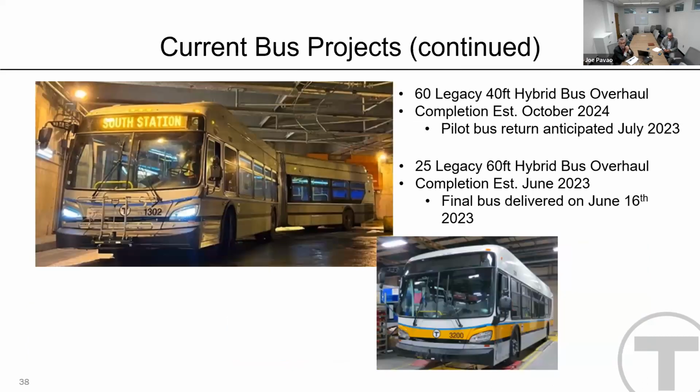Next slide. We're also doing some overhauls. The 60 buses that we delivered back in 2014 are going through a major overhaul. We're also incorporating the geofencing capability into those vehicles, so they'll be able to do extended ranges with the engine off. The pilot bus is due here in July. Also, we have a 25 bus overhaul of our 60-footers from 2010 that just finished up this week. Next week, we're delivering the last bus into service.